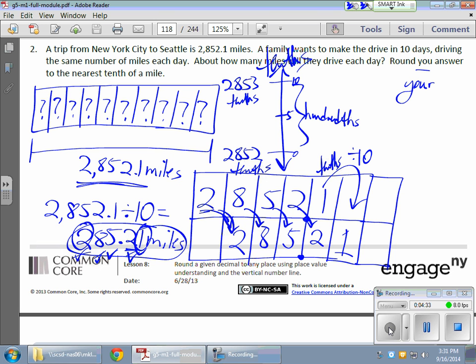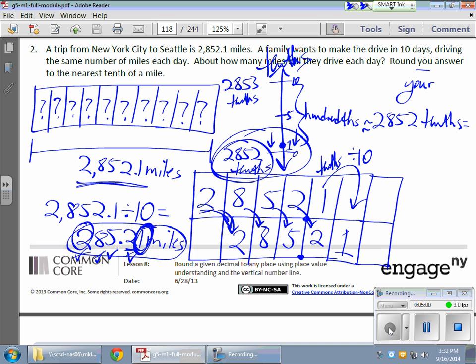And now looking at my number here, I actually have 1. So 1 would be plotted right about here. There would be my hundredth. As you can see, it's closer to the bottom part of the number line than the top. So it rounds simply to this amount of tenths right here. So my answer is about 2,852 tenths.